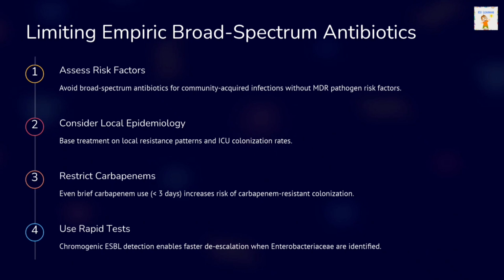Now, how do we limit empirical broad spectrum antibiotics using the antimicrobial stewardship principles? First we need to assess risk factors, like we assessed for MDR gram negatives and MRSAs. We should consider local epidemiology and resistance patterns in our ICU. We should try and restrict carbapenems as much as possible. Even less than 3 days of carbapenem use increases the likelihood of colonization with carbapenem resistant pathogens. So we have to try and limit the carbapenems and do rapid tests which can quickly give us answers whether there is an ESBL or carbapenemase producing organism, and we may escalate or de-escalate upon receipt of the result.